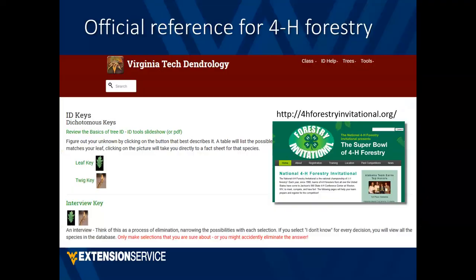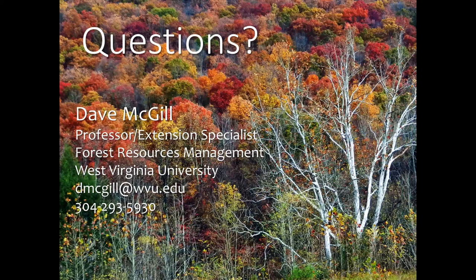And as I'm wrapping up here, I always have to give a shout out to Virginia Tech. They were one of the first online keys. This is our go-to web page for our national forestry invitational, shown there in the green, the Super Bowl of 4-H forestry. There are all sorts of references out there on the web and on smartphones and in books, but this is a go-to place for us in our 4-H event that we have here in West Virginia every year. So that's the last slide.